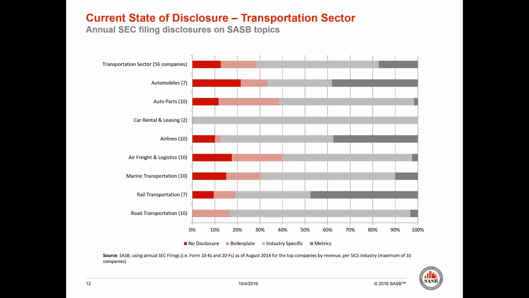So for example, if you look at car rental, of course we're just looking at 2 companies here, but all of the issues are disclosed upon in a very industry-specific way. And if you look at the bottom with road transportation, that's another industry where all of the issues that SASB has identified is already being disclosed in Form 10Ks. But I'd like to take a little bit closer look at the second bar from the top here, which is automobiles.